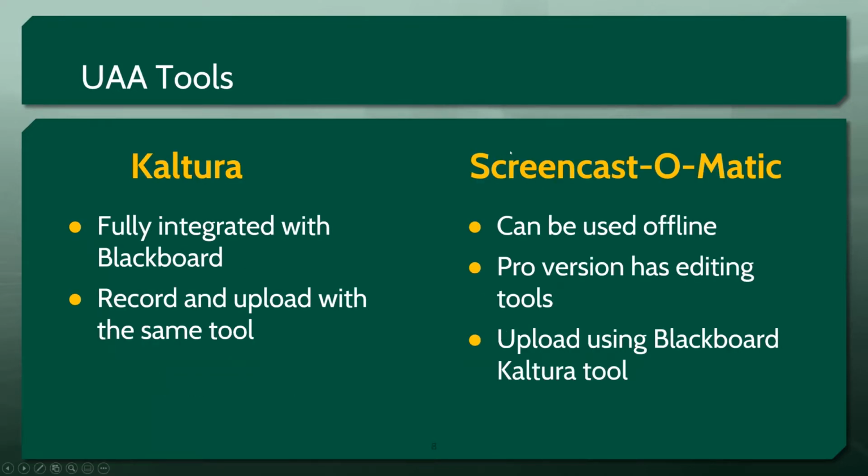All right, so here are the basic tools that we use. We use Kaltura and Screencast-O-Matic, and we have licenses to both. Kaltura is built within Blackboard, and Screencast-O-Matic, we do have a professional license with them. Kaltura is fully integrated in Blackboard, and you can record and upload with that same tool. Screencast-O-Matic can be used offline. There's also a pro version that has editing tools. And you can also upload using the Blackboard Kaltura tool, so you can upload your screencast via Kaltura.